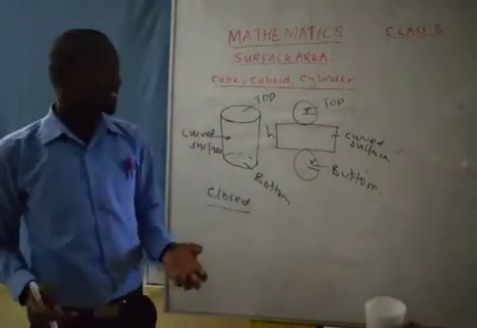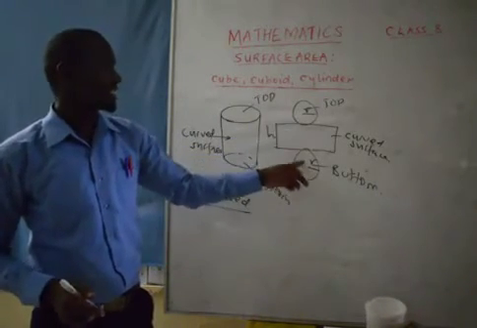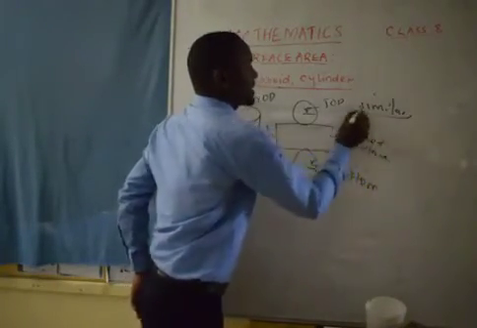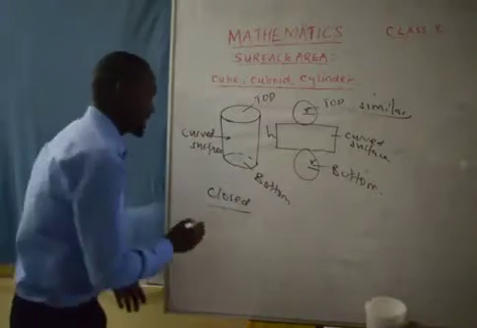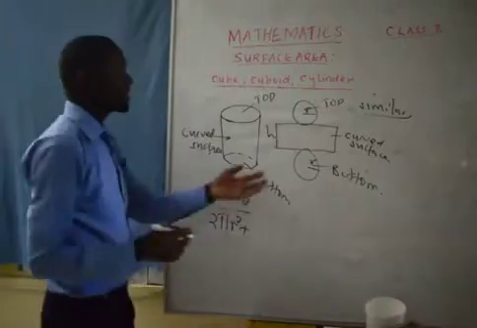How do we get the area of a circle? Area of a circle is given by pi r squared. Now here we have 2 faces, and they are similar. They are identical. These circular faces are identical. So we get twice pi r squared plus the area of the curved surface.